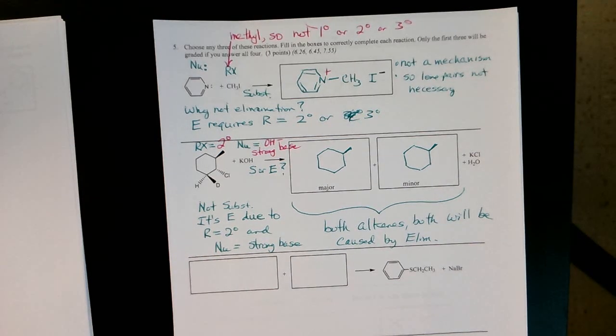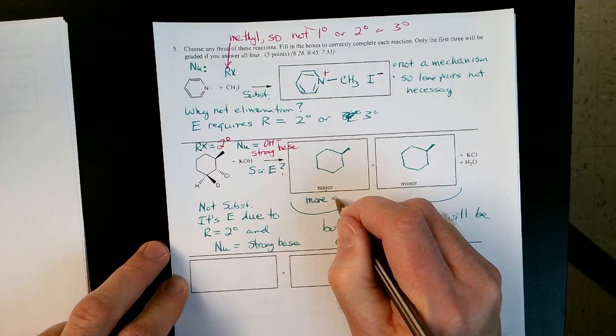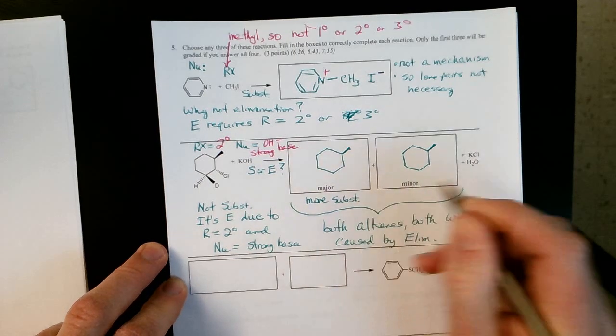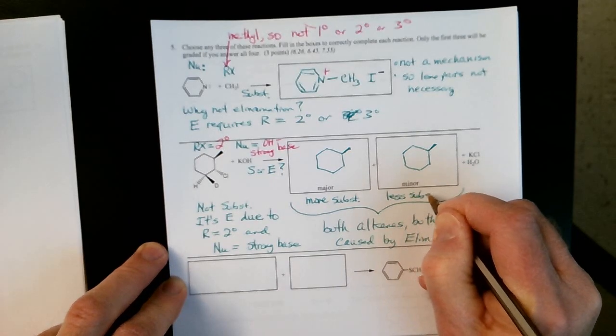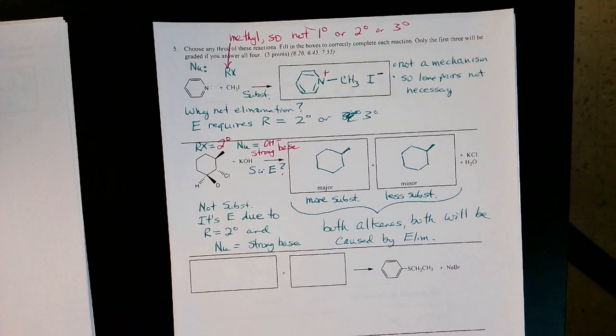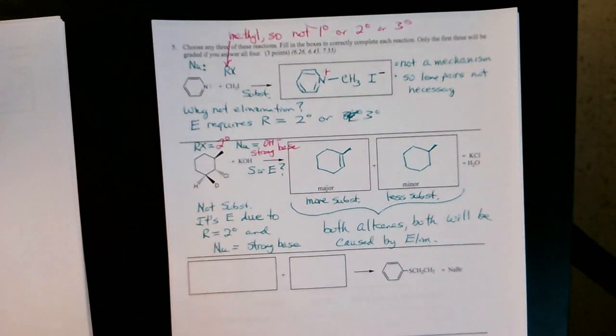All right. Now you know for sure that the major product is going to be, of the two alkenes, the more substituted. So you might just put that story here. This one is going to be more substituted because it's major. This one will be less. Okay, so the major product would need to be this one right here.